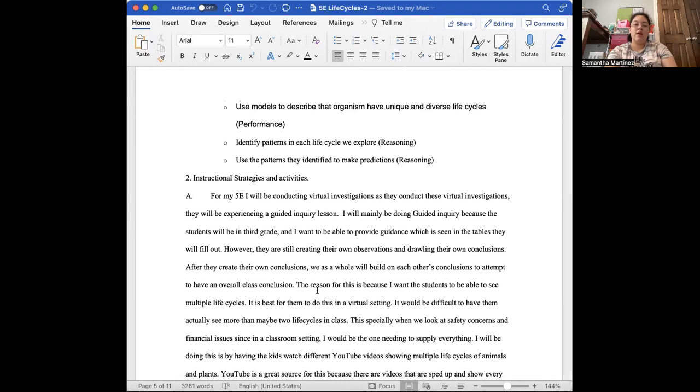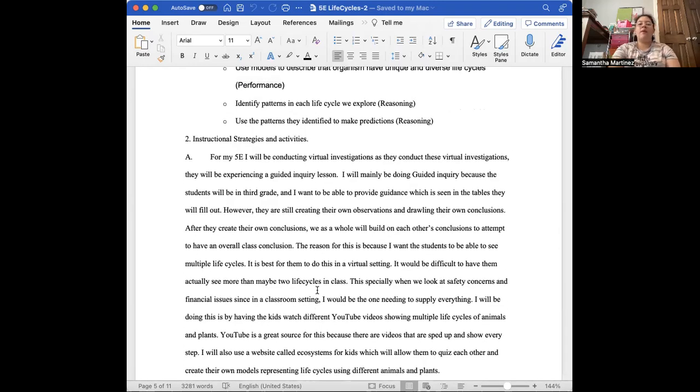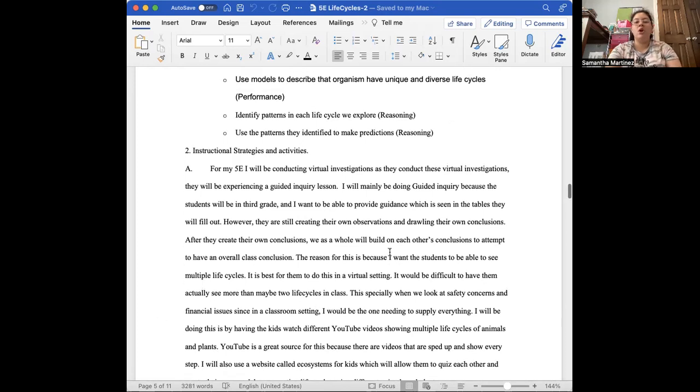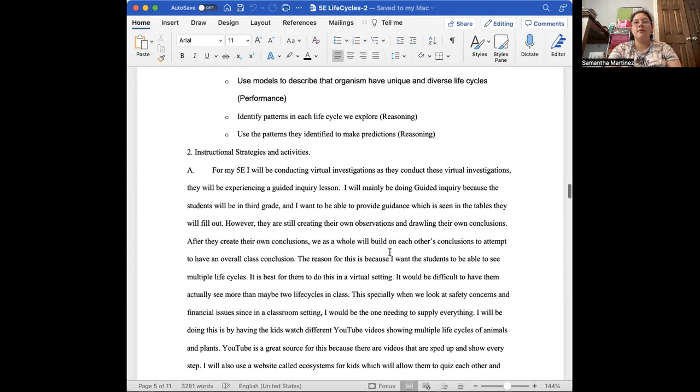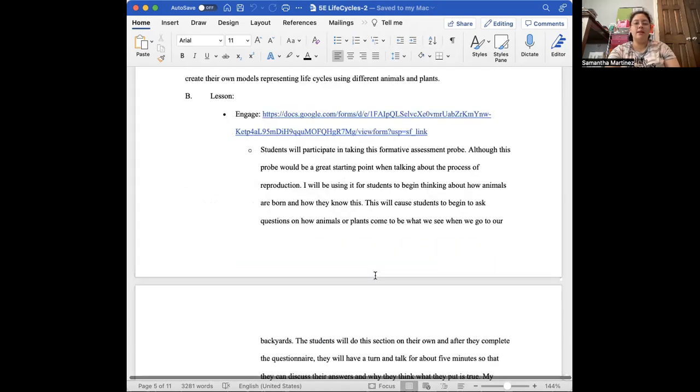So this 5E will be guided inquiry through virtual investigations, just because we as educators would have to provide all the animals, and of course that'd be a lot of money upfront, especially if you have to buy the enclosures and all of that. So it'll be more practical on our end, and you also have to think about safety wise with some of these kids to do virtual investigations for them to experience them.